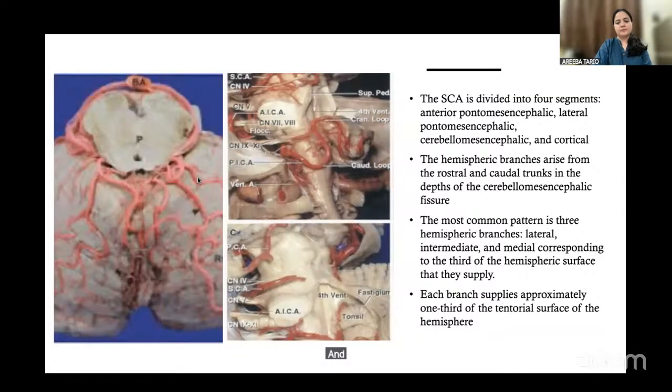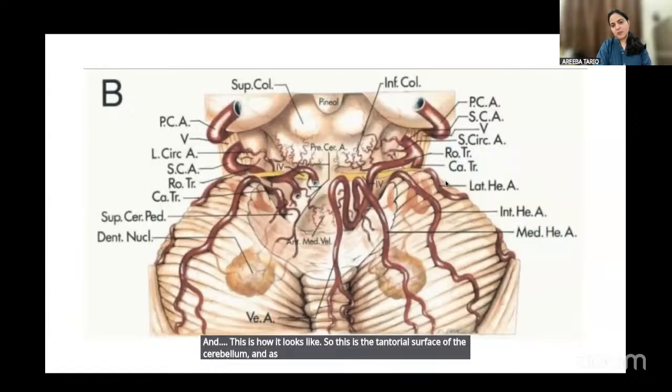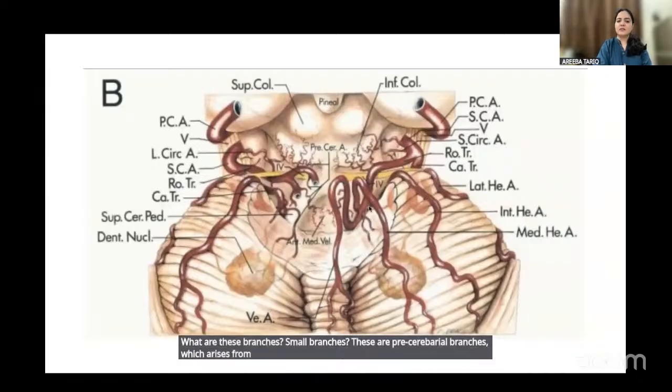And this is how it looks. So this is the tentorial surface of the cerebellum, and as we can see, the hemispheric branches are lateral hemispheric, intermediate hemispheric, and medial hemispheric. And of course, this is the Vermean branch, which is going to supply the vermis. What are these branches? Small branches. These are precerebellar branches, which arise from the cerebellomesencephalic fissure, and they supply the dentate nucleus.